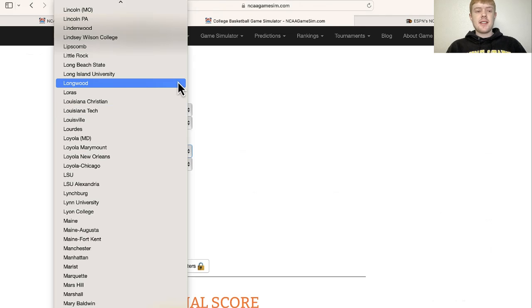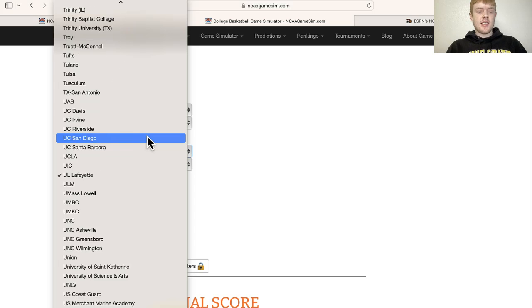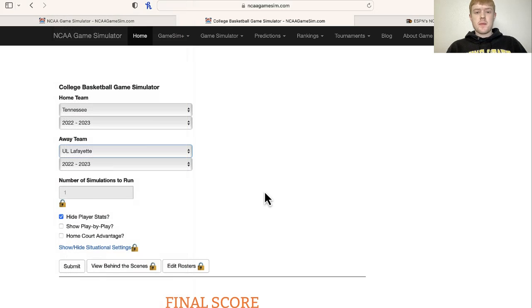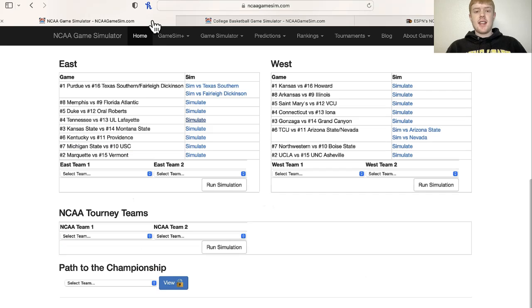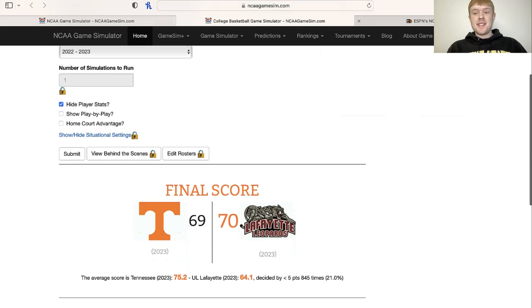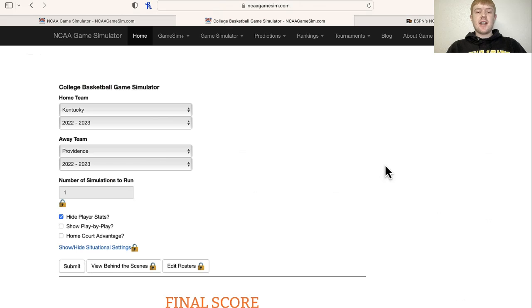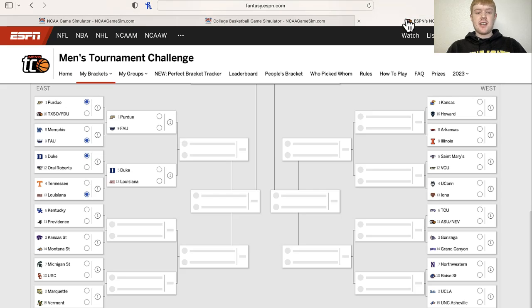Okay, and for this next matchup, it doesn't look like Louisiana is on the list anywhere here. And so the NCAA game simulator put University of Lafayette there instead, and they pulled off the upset by 1 point. And so we're going to put Louisiana through. I think that's a game that could really be an upset for Louisiana. Next up, we got Kentucky versus Providence. Kentucky's going to take care of business and move on to the next round.